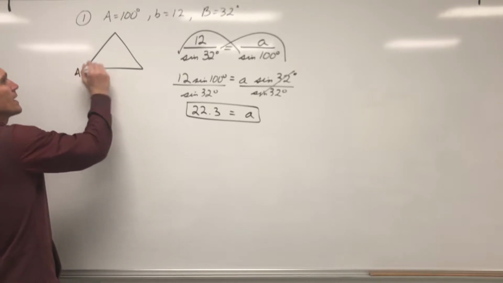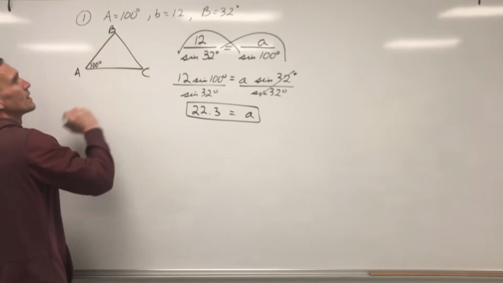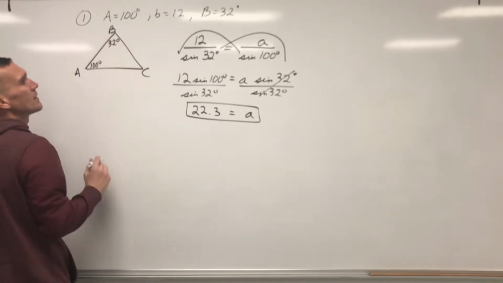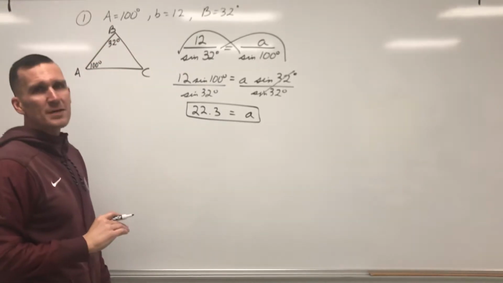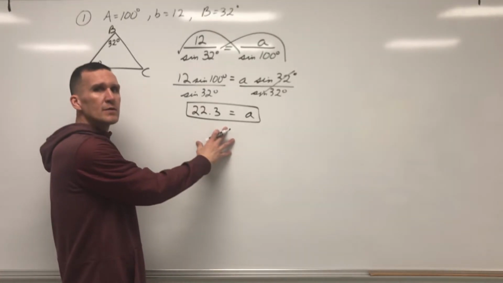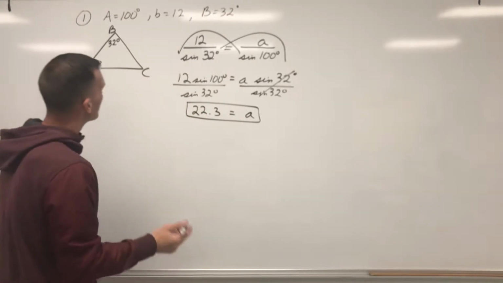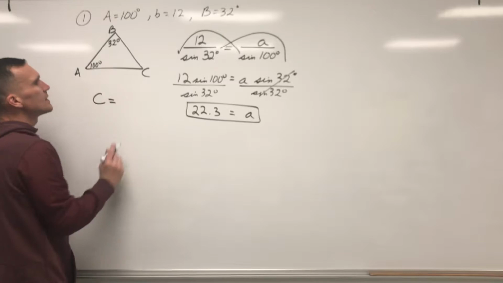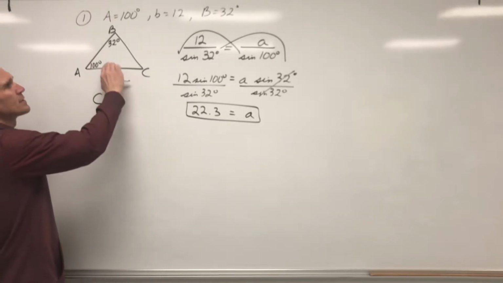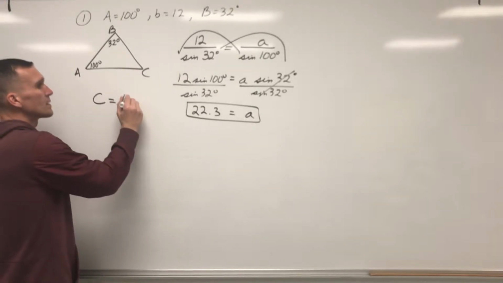So I could call it A, B, C. I put 100 degrees here. I put 32 degrees here. And I realized the easiest piece to solve for would have been capital C. So even though that is part of my solution, it would have been easier just to start with the third angle. So angle C is equal to 180 degrees, take away those two, for a final solution of 48 degrees.